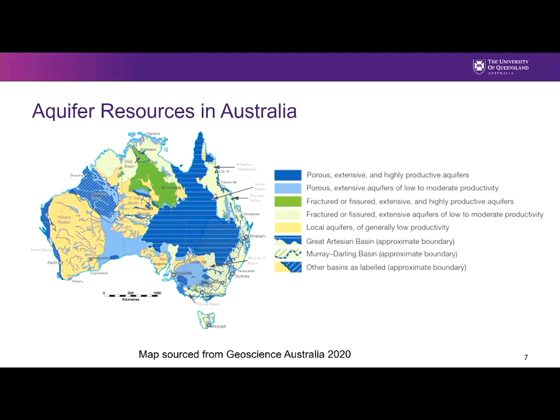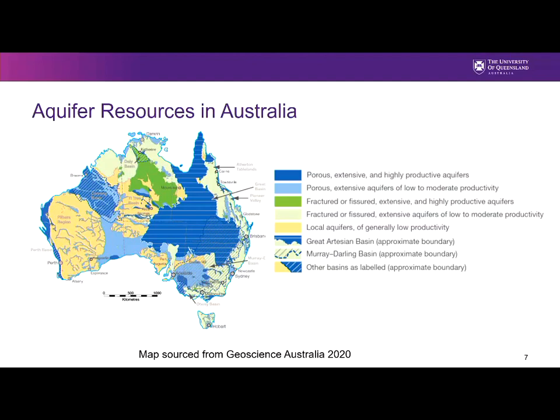Now, water resource, aquifer resources in Australia. So obviously, the blue one means it's rich, whereas the yellow ones are relatively poor. So you can see the way how it's being defined. The ones that are rich in aquifer are called porous because the porosity is high, and also the region is large. If you still consider it as a sponge, it's a big sponge.